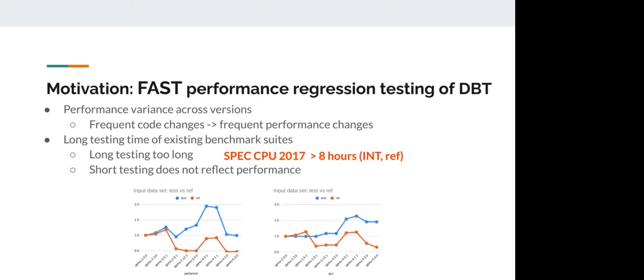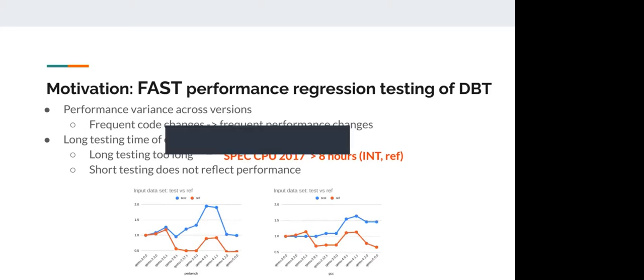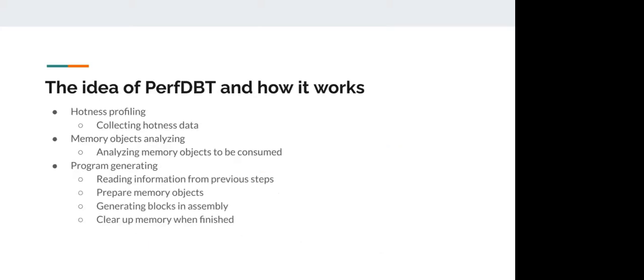So, the problem here is how we can achieve efficient performance regression testing of a DBT system. Our observation shows that a smaller test suite can be generated from existing benchmarks by scaling down the hottest translation units. The generated test program can have similar behavior and performance results compared to the original long-running benchmarks. Based on this idea, we developed PerfDBT, which can automatically generate test programs to test DBT systems.